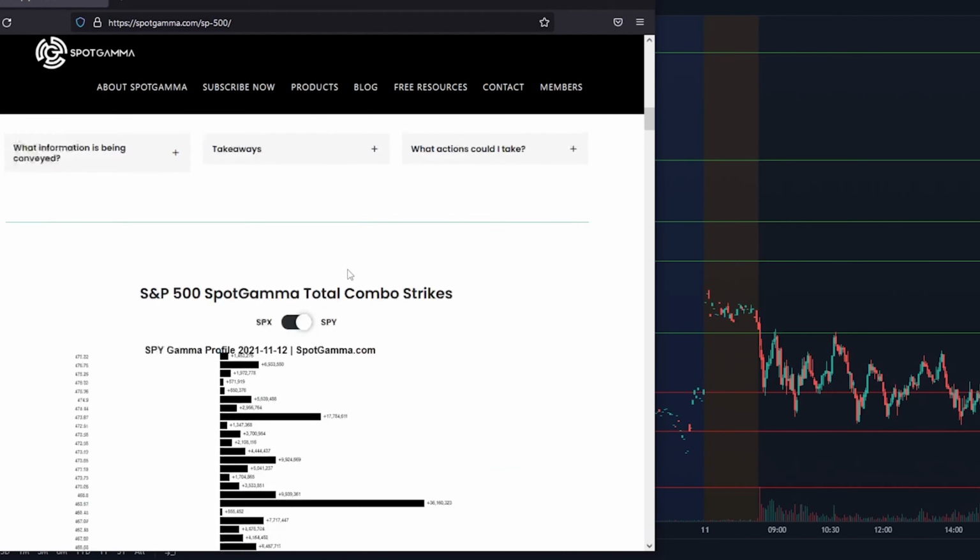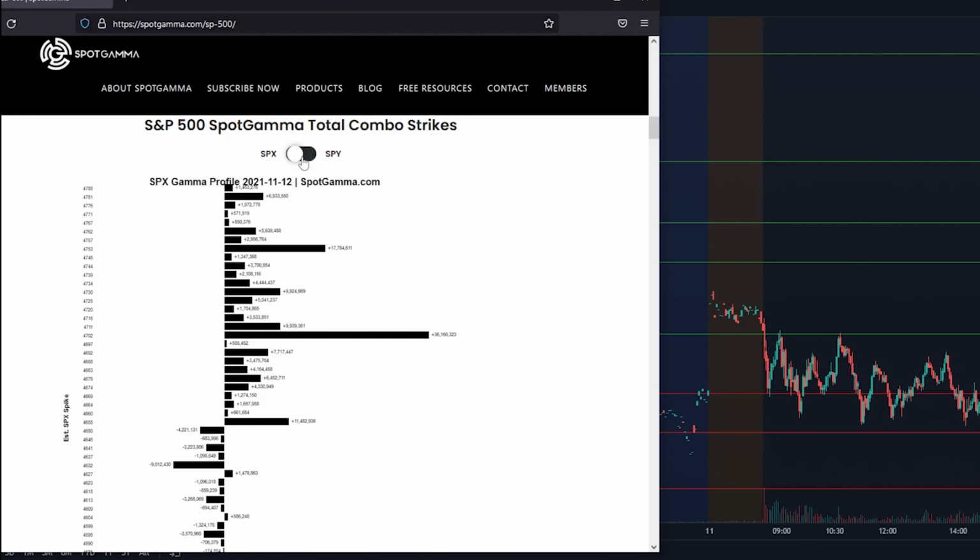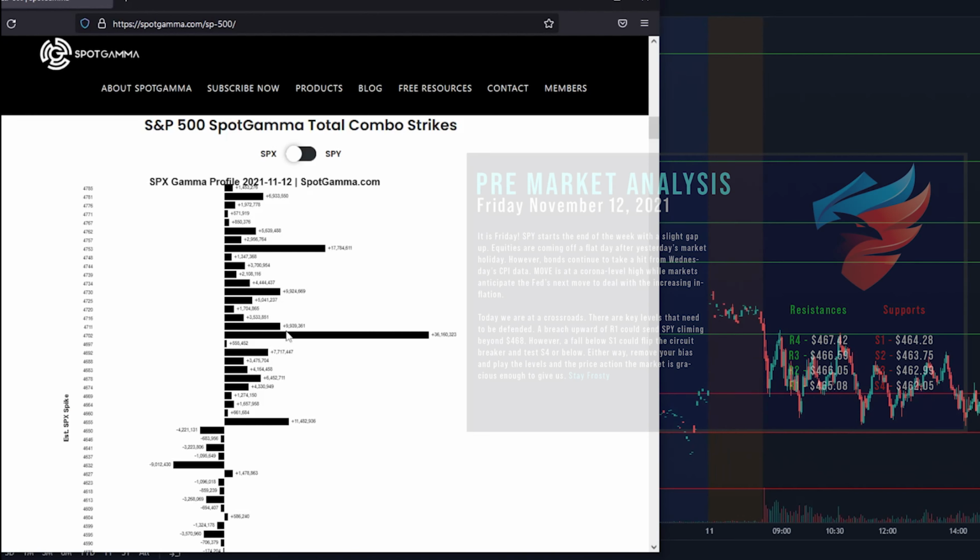If you want a little more detail though, you can come on down for the total combo strike. You can change back and forth between SPX and SPY with the switch, but I look at both just because I like to form levels based on both. But you can see here in SPX 4702 was a big gamma level, down here 4655, and then 4678, which are levels that correspond greatly to the levels that we formed in pre-market.